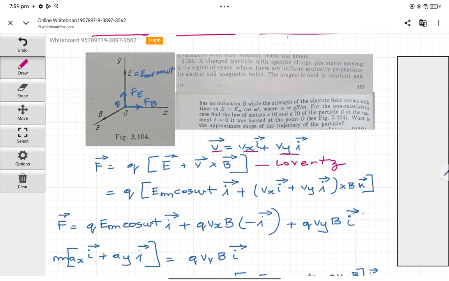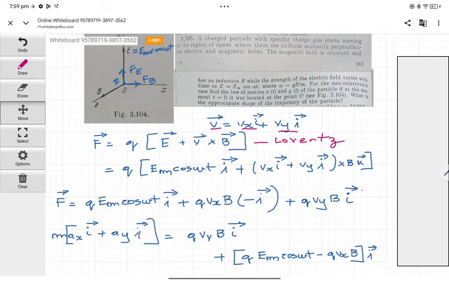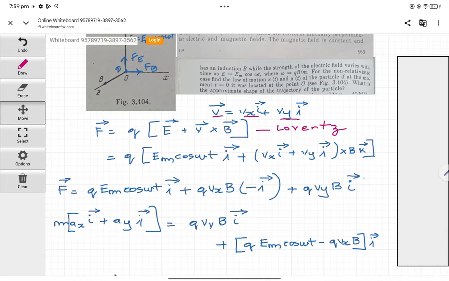Now we put the value of the electric field. So your electric field is Em cos omega t j cap plus your vx i plus vy j, which is what we have for velocity, cross B k cap. Why? Because the magnetic field is in the positive k cap direction, right? Now we further simplify this. So you get i cross k, which is your minus j, and you got j cross k, which is your positive i. Okay, and then you multiply this.